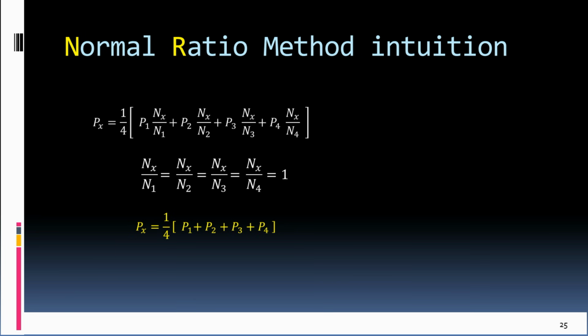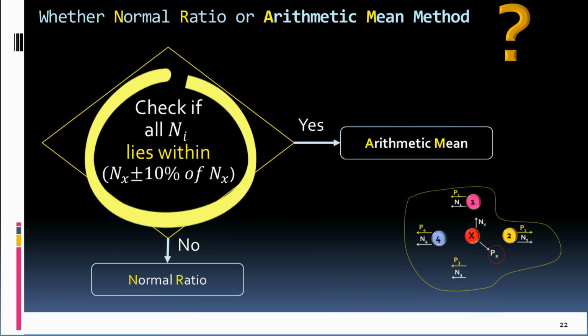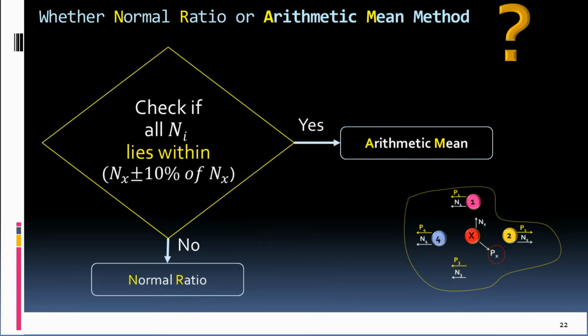If the variation of normal rainfall at index stations is less than plus or minus 10% of normal rainfall at the target station, then the effort required to use the normal ratio method does not yield any better results.